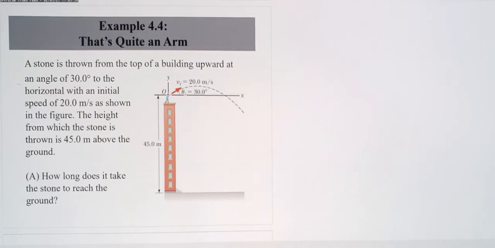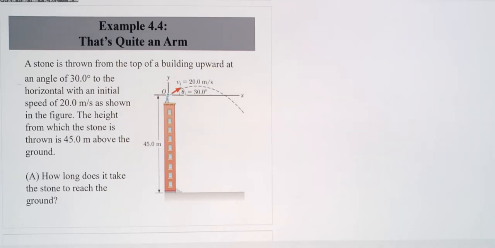A stone is thrown from the top of a building upward at an angle of 30 degrees to the horizontal with an initial velocity of 20 meters per second as shown. The height from which the stone is thrown is 45 meters above the ground.